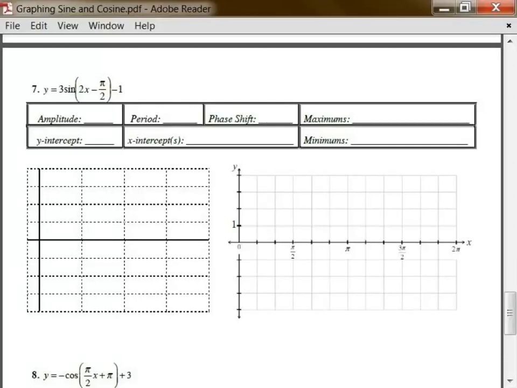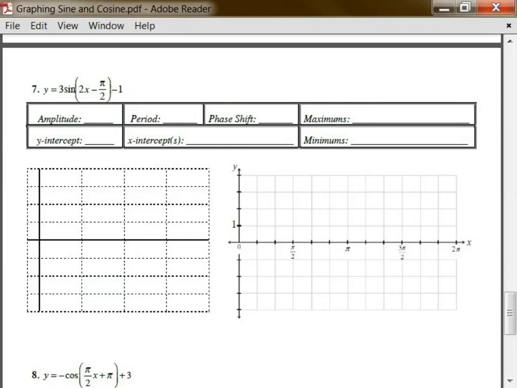Alright, we have something different on this one now. Again, we have a period change and a phase change, but now we have a change in our maximums and minimums. Now the maximums and minimums are affected by the amplitude, which you guys have already seen, but now we have a shift, and so we're going to have to take the amplitude and the shift to figure out our maximums and our minimums. Okay, so let's get started.